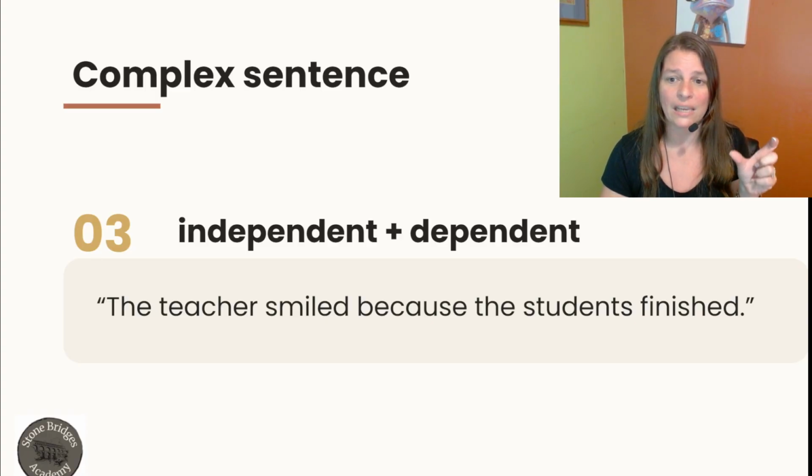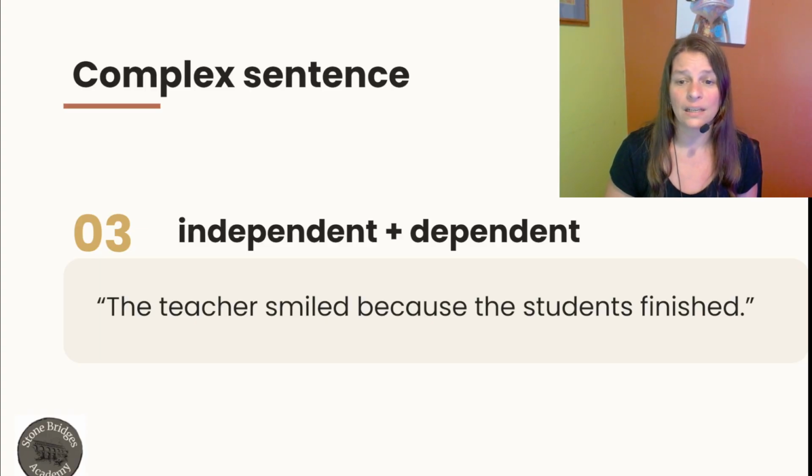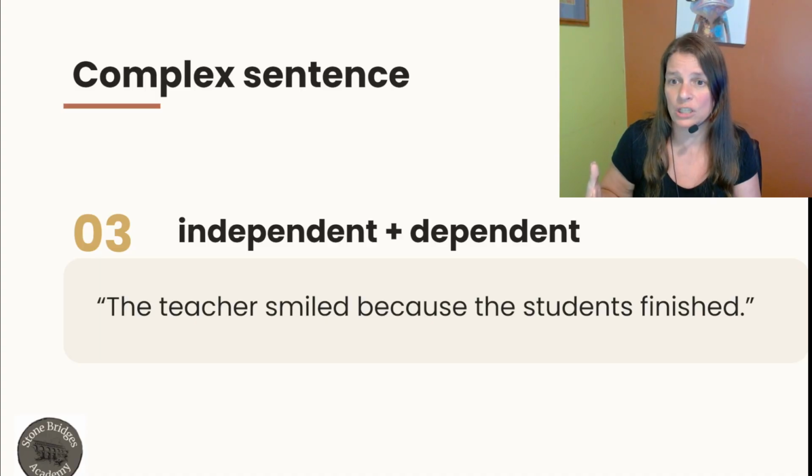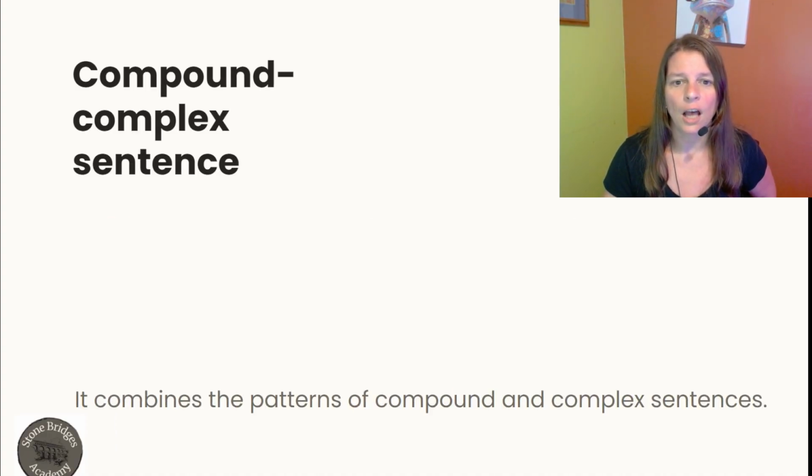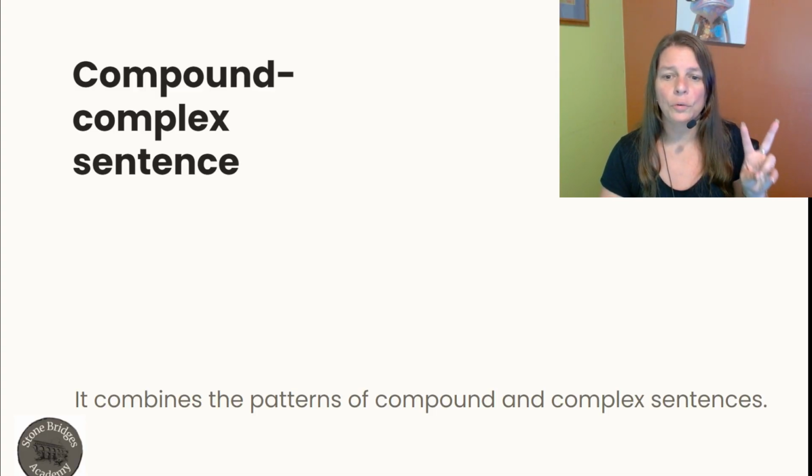So the teacher smiled is the independent clause. And then the dependent clause, the students finished. So if we just said the students finished, we would be left with questions, right? What did the students finish? Okay, so the teacher smiled because the students finished. Complex sentence.